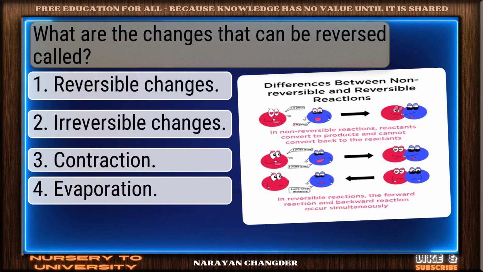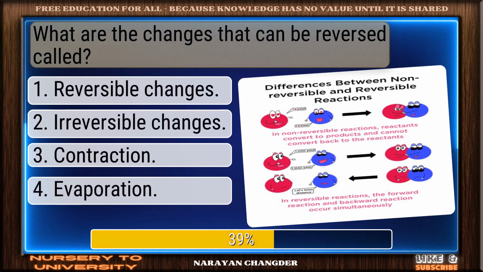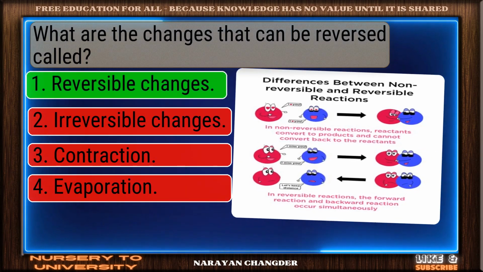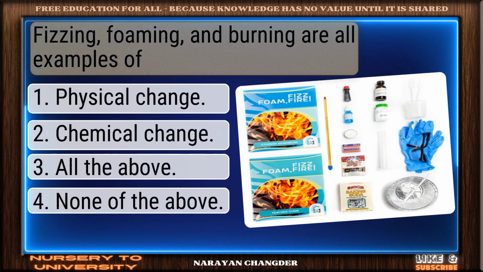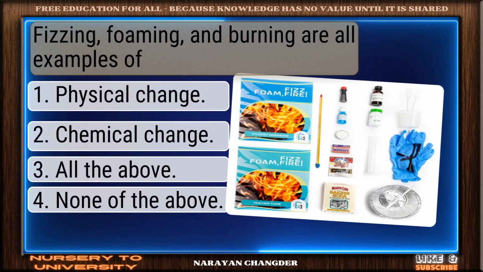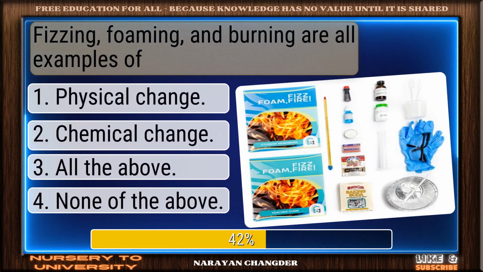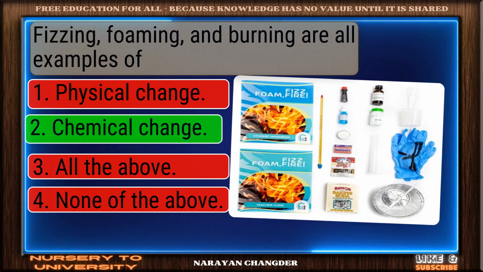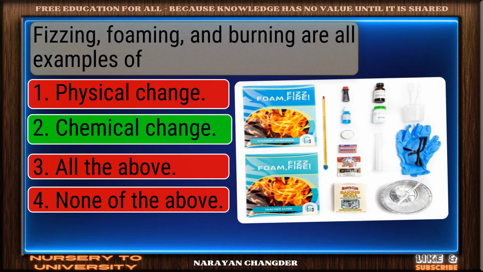What are the changes that can be reversed called? Smart move. Reversible changes is an accurate answer. Fizzing, foaming, and burning are all examples of solid response. Chemical change is a valid choice.